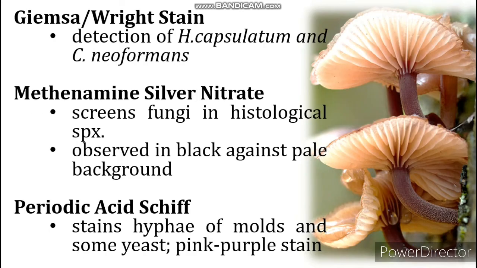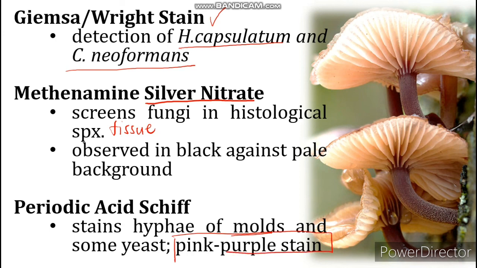Aside from histopathology, we also use different stains for the detection of mycoses. You have your Giemsa or Wright stain for Histoplasma capsulatum and Cryptococcus neoformans. You also use your methenamine silver nitrate for fungal species in histological specimens. Usually when your specimen is tissue, silver nitrate is used. And then you also use your PAS, or periodic acid-Schiff. It stains the hyphae of molds and some yeast, and the color of the stain is pink to purple.